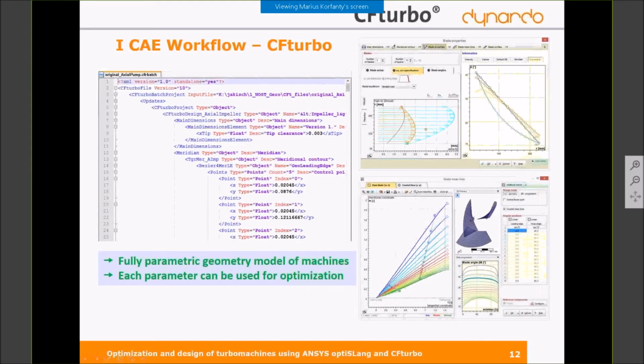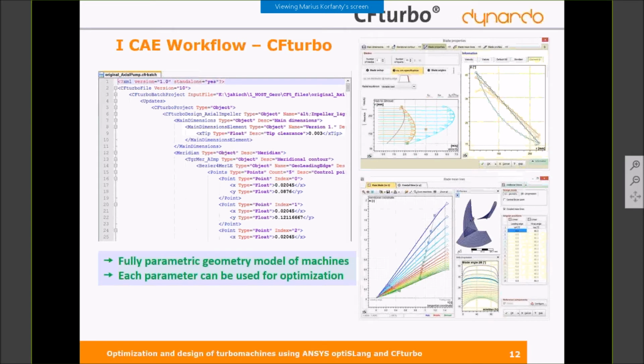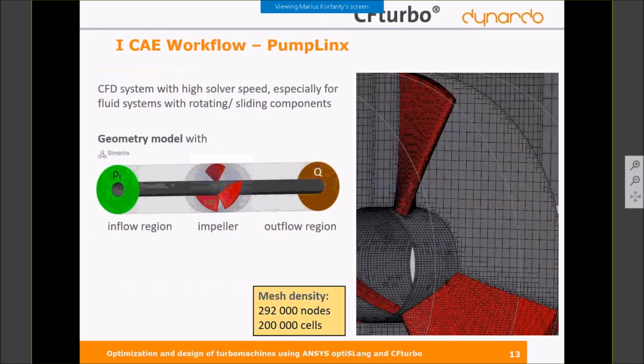So, CFturbo provides a fully parametric geometry model of machines, and each parameter can be used for optimization. We used PumpLinx as CFD solver because it is a CFD system with a high solver speed, and therefore it's very suitable for optimization tasks. Even on meshes with a low number of nodes, it has a satisfying accuracy.